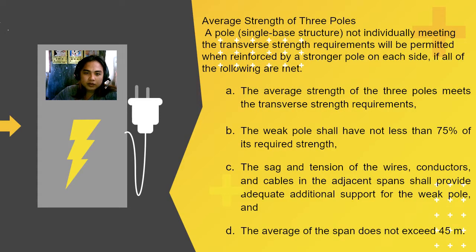For the average strength of three poles, a pole of a single base structure not individually meeting the transverse strength requirements will be permitted when reinforced by a stronger pole on each side if all of the following are met. Number one, the average strength of the three poles meets the transverse strength requirement, so the weak pole shall have not less than 75% of its required strength. The sag and tension of the wires, conductors, and cables in the adjacent spans shall provide adequate additional support for the weak pole, and the average of the span does not exceed 45 meters.